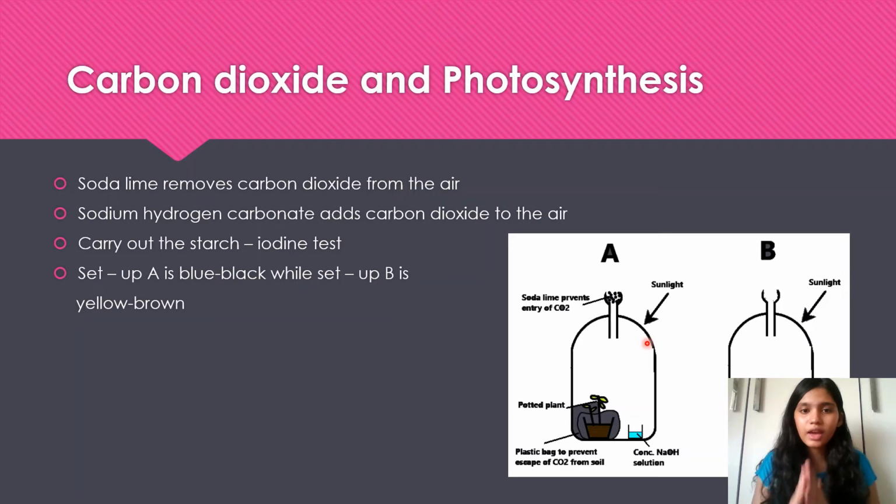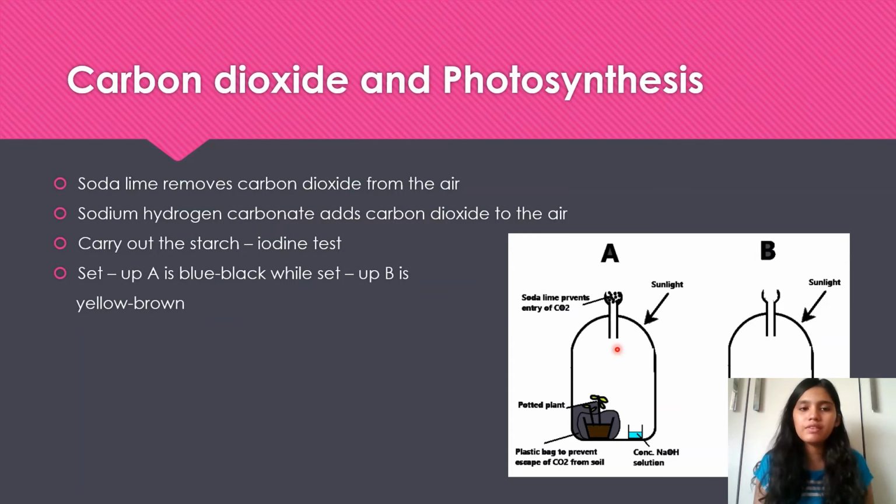After a few days you carry out the starch iodine test, and the setup which has sodium hydrogen carbonate is going to be blue-black, the leaves over there. And with soda lime, it's going to be yellow-brown because soda lime absorbs carbon dioxide from the air. So there's no carbon dioxide that will diffuse into the leaves of the plant. So photosynthesis can't occur because carbon dioxide is a requirement for photosynthesis. So you can either use a jar like this, but make sure both plants are under light, or you use a transparent polythene bag, transparent being the key word here, because light has to enter.